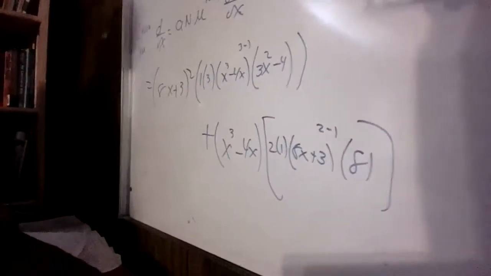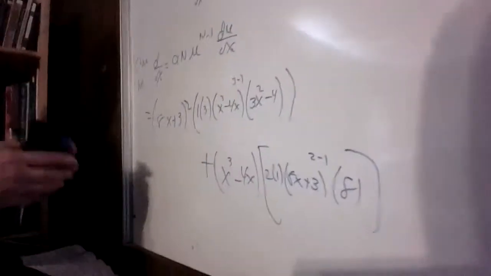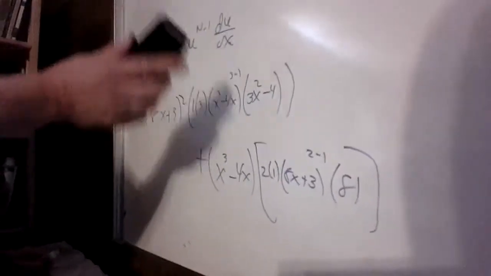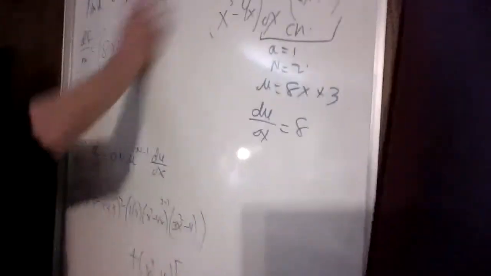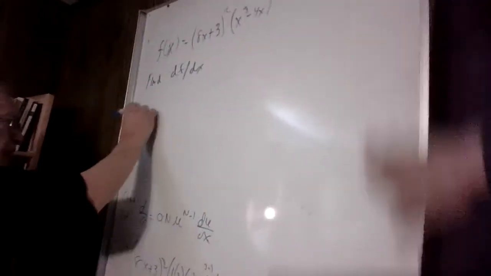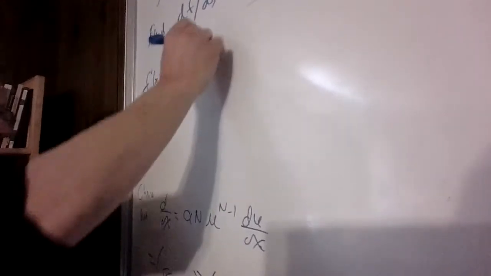Okay, let's clean it up. Now we got everything that we need here. So let's clean it up. And I think I will probably stop there. But this is f prime of x equals... Okay, 8x plus 3. Well, I might do one more if you're still around.